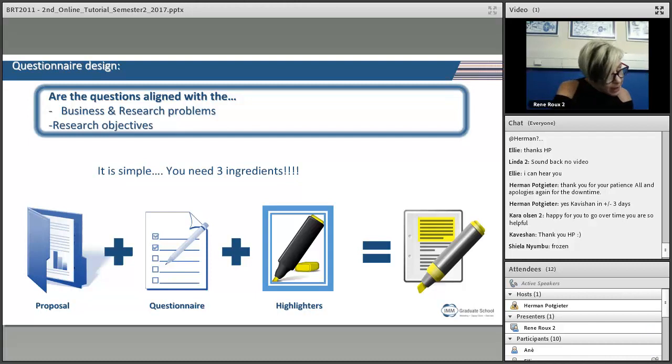Because if you have a pink objective and there are no pink questions, then that objective is not covered in your questionnaire. If you have covered all your objectives and there are questions with no coloring, you have to ask why you're asking those questions. What do they have to do with the research problem and the research objectives if you didn't highlight them? So that's the first aspect.